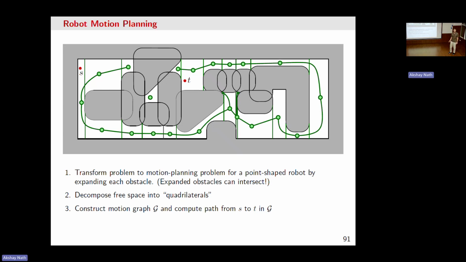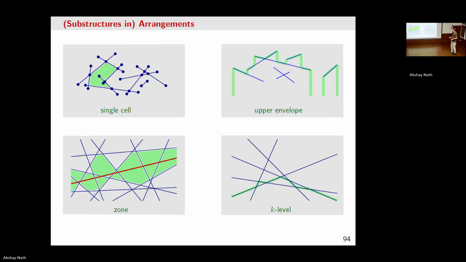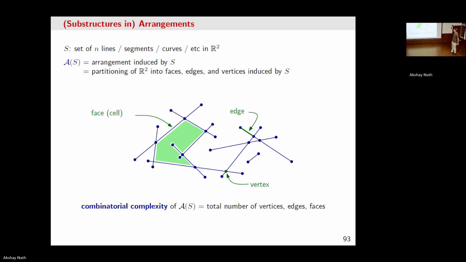We're going to look at a more general problem where I don't assume that these curves are generated in this way, but I just give you an arbitrary collection of line segments or curves. And now you ask, how complex can a single cell be? Okay, so maybe a bit of terminology.